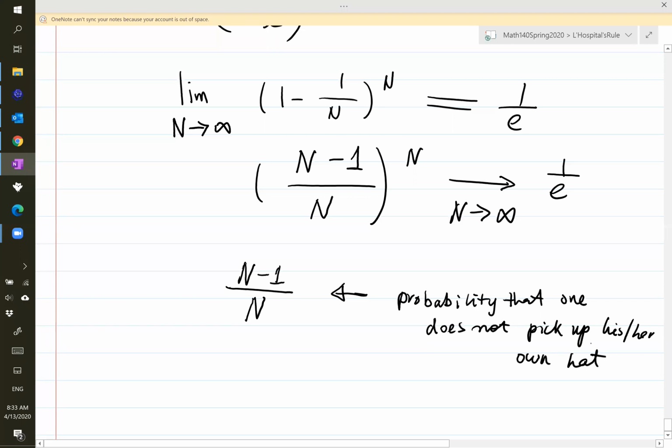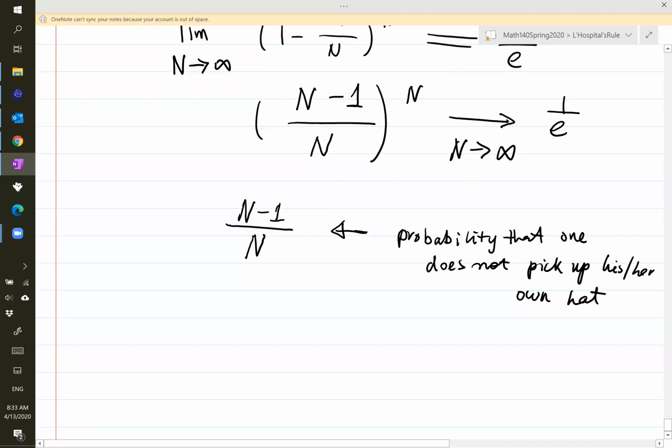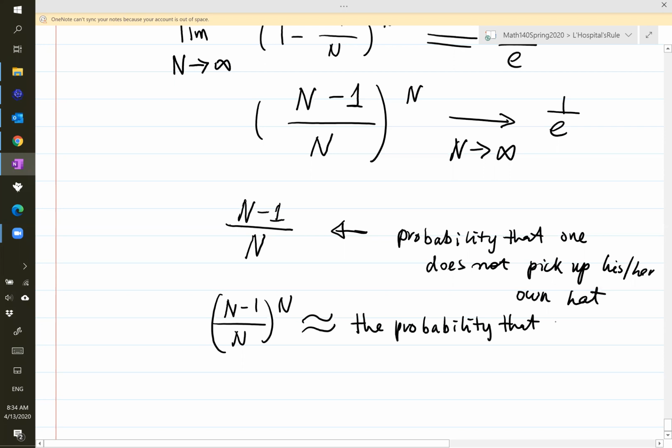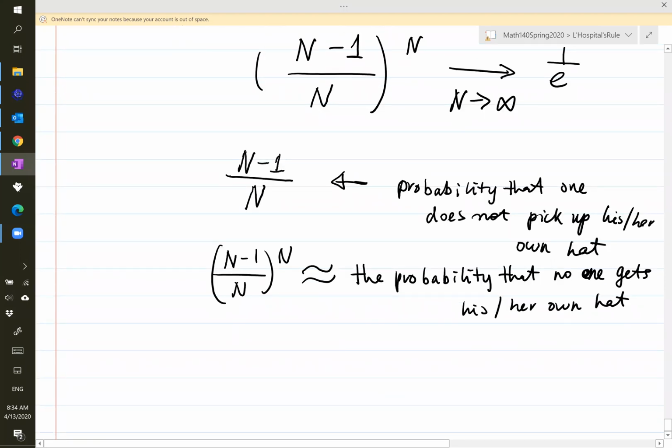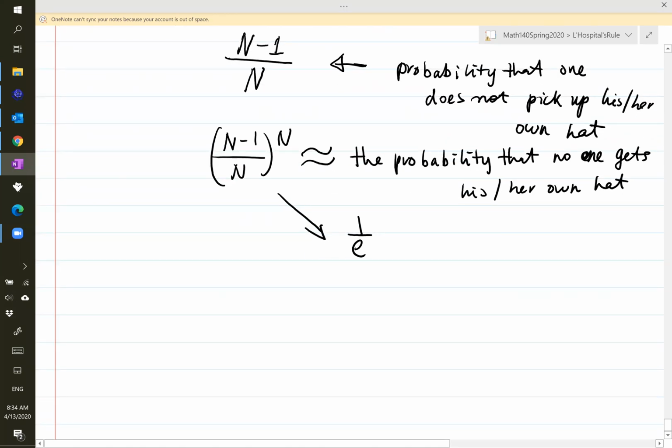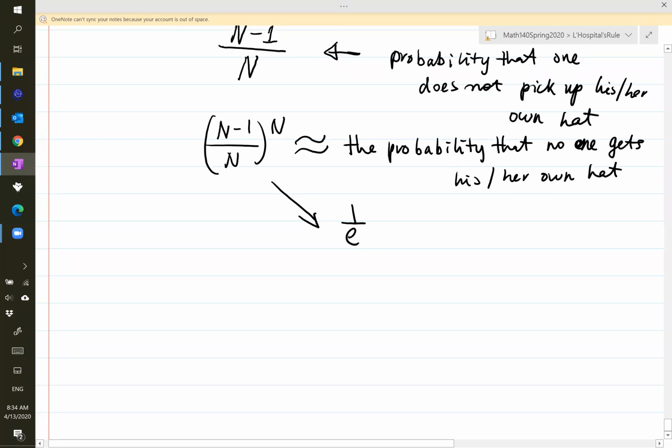Now, because here we have n people, assume this is an independent event for every audience member. Then this is approximately the probability that no one gets his or her own hat. Now this says the probability as n becomes large approaches 1 over e. This limit you need to know very well.